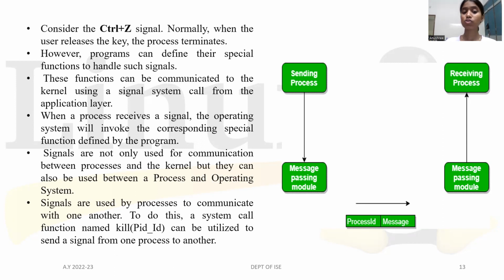Signals are not only used for communication between the process and the kernel, but they can also be used between the process and the operating system. Signals are used by processes to communicate with one another. To do this, a system call function named kill with a process ID can be utilized to send a signal from one process to another.